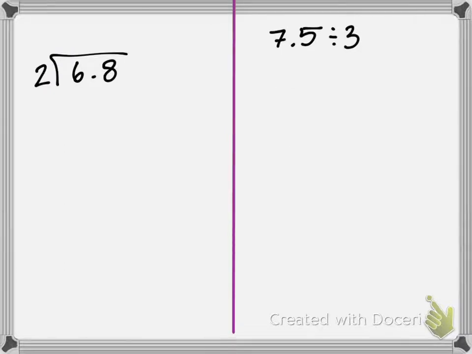So 2 goes into 6 and 8/10. I just bring my decimal straight up. That's all I do. Straight up decimal. Absolutely nothing changes. Wherever the decimal is inside our house, wherever the decimal is for our dividend, all we do is bring it straight up. So I want you guys to do these 2 problems for me.